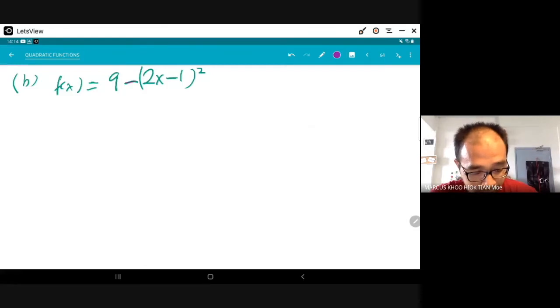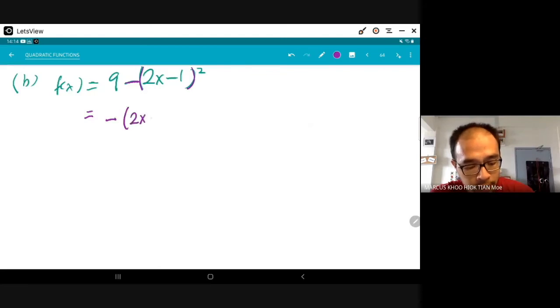Perhatikan, the negative is with the bracket, so it must go together. So this will be negative (2x minus 1) squared. And then this one, what is the number in front? No number. What is the sign in front? No sign. So it will be plus 9.